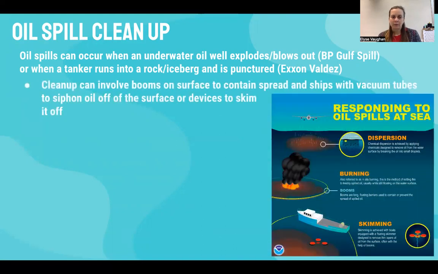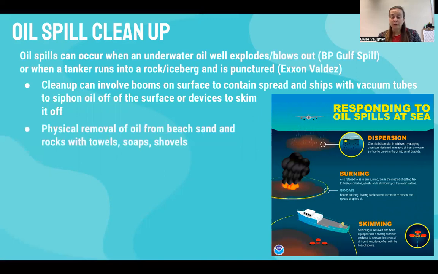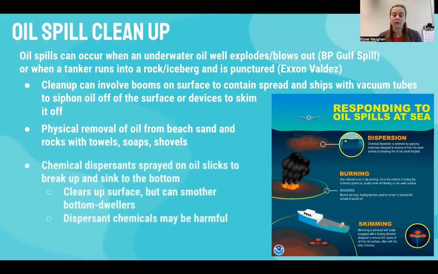So what are the tools that we use? Cleanup, one of the primary initial tools is booms. So booms are long floating barriers that are used to contain the spread. And then usually something else will come along, either a skimmer or a ship with vacuum tubes to siphon the oil off the surface. Physical removal of the oil once it reaches the shore. This can be using towels, soap, shovels to clean up sand, rocks, and of course, all of the organisms that are on the shoreline as well.